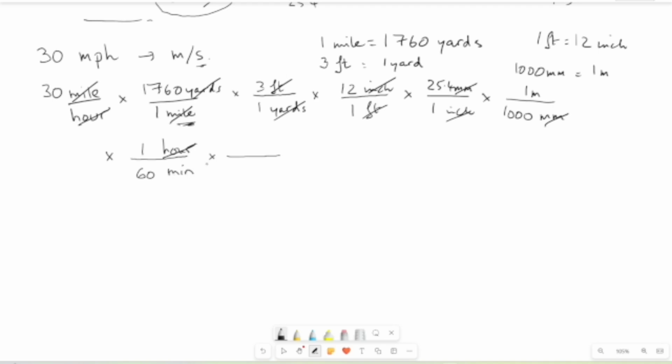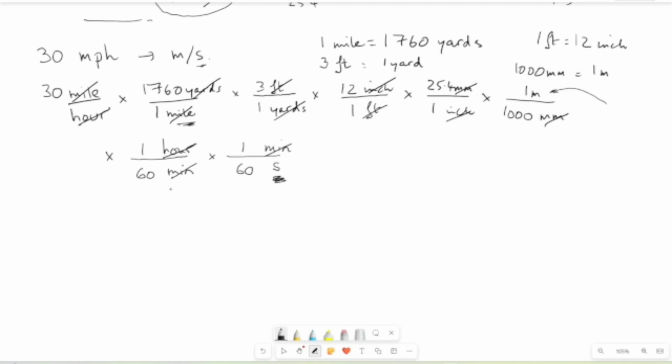Minutes here is on the bottom. I want to get rid of that. So I'm doing minutes on the top. And that means I can go from minutes to seconds. 1 minute is 60 seconds. And that will cancel the minutes. So I've now got seconds on the bottom, and over here meters on the top, which is what I need.